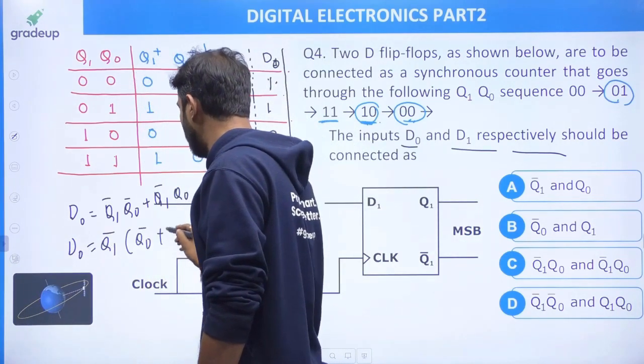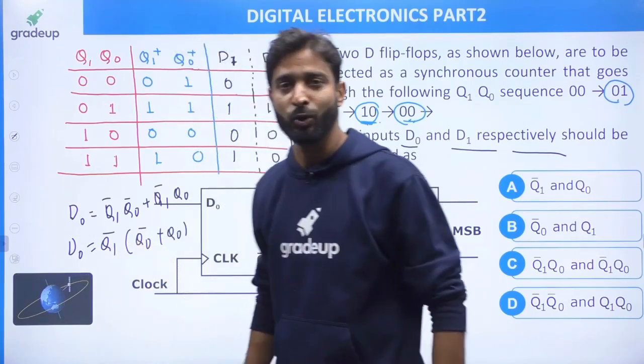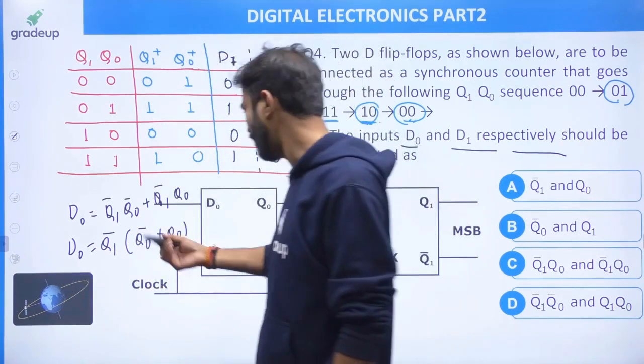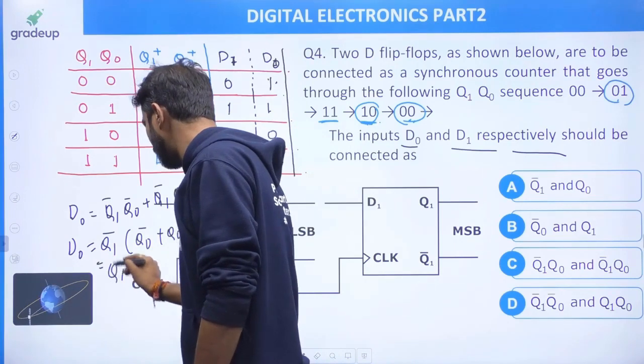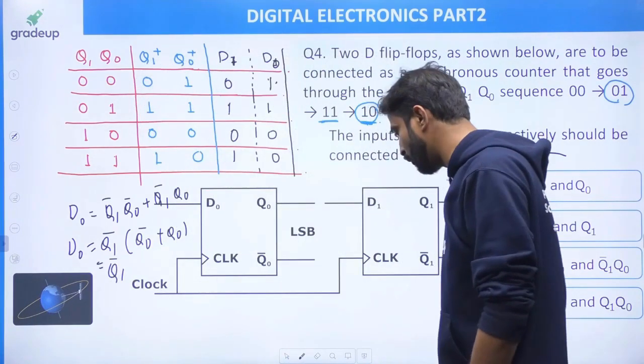and Q naught bar plus Q naught. So anybody just give me the answer, Q naught bar plus Q naught? Yes, of course, all are aware, it is 1. So you will get the answer Q1 bar. So D naught equal to Q1 bar.